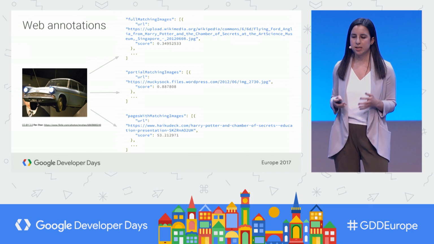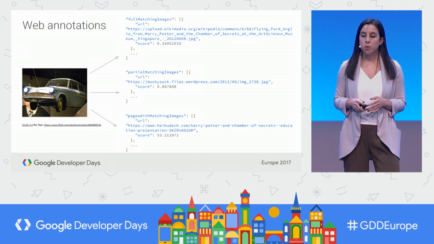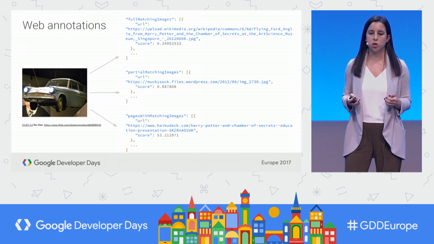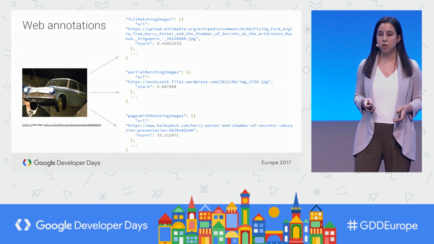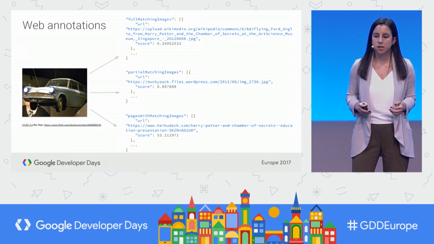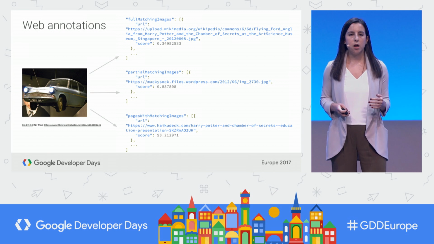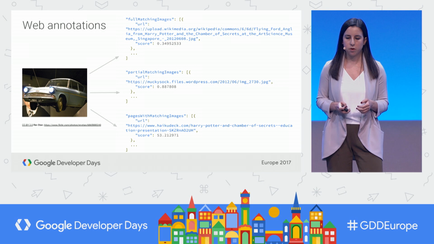Partial matching images, exactly what it sounds. It'll give you URLs of visually similar images. So this is kind of like a reverse image search. So we might see images of this car in another context. And then pages with matching images will just show you the URL where all the exact image matches were found.